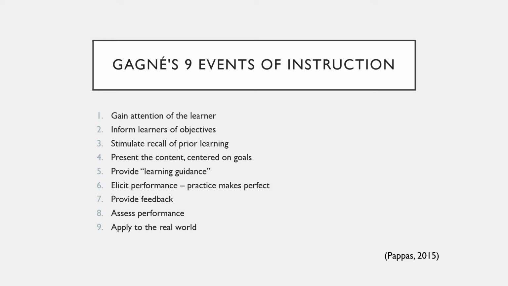The third step is to stimulate recall of prior learning. What might the learner already know that applies to what they're trying to learn today? This recall of prior learning helps learners commit what they're learning to long-term memory, instead of forgetting what they learn as soon as they leave the classroom.